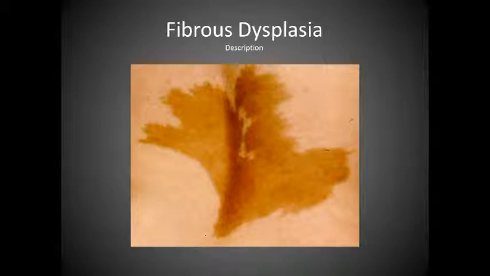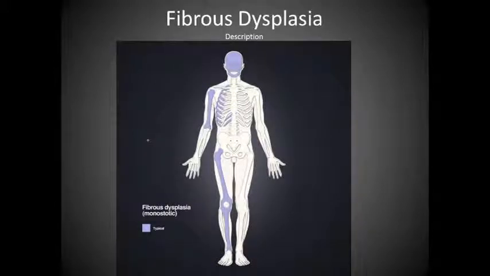This is a sign that can be on the skin. It's often indicative of fibrous dysplasia. So a mark that looks like this on the skin often carries along with it fibrous dysplasia.